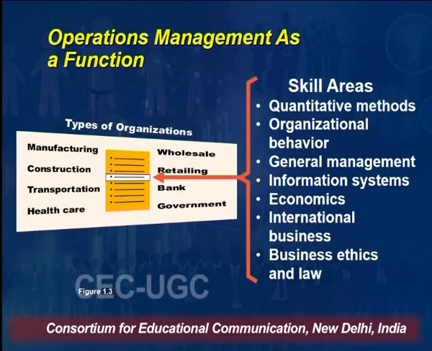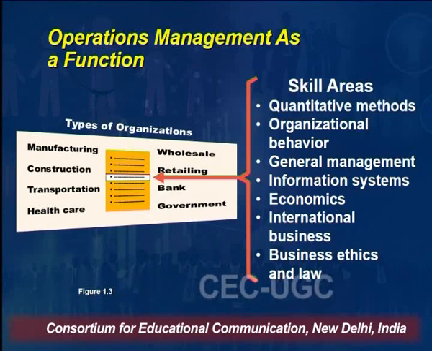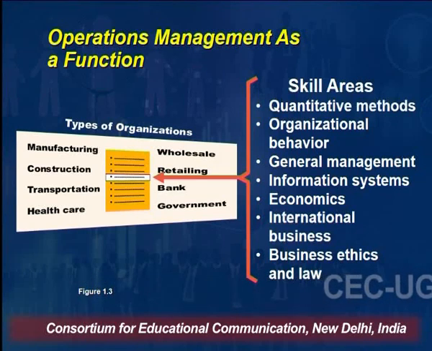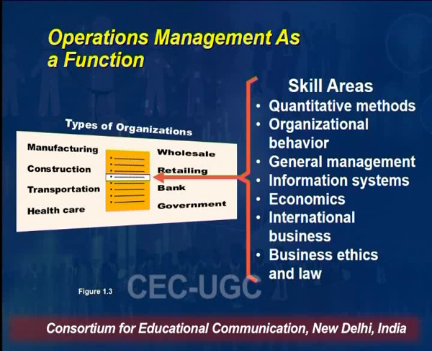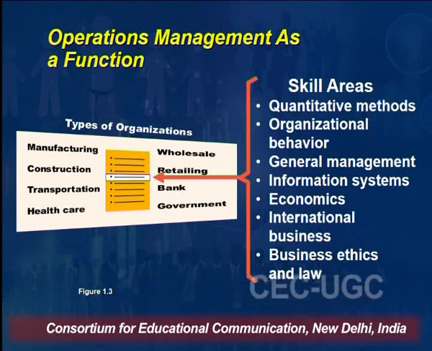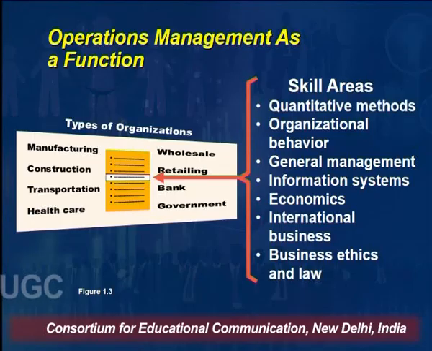So what are the skill areas you require in operations management? You need skills of quantitative methods. There are some calculations also which you need to do. For example, in quality, there are methods like statistical quality control by which you measure the quality. For example, you want to undertake some project. So there is project management.